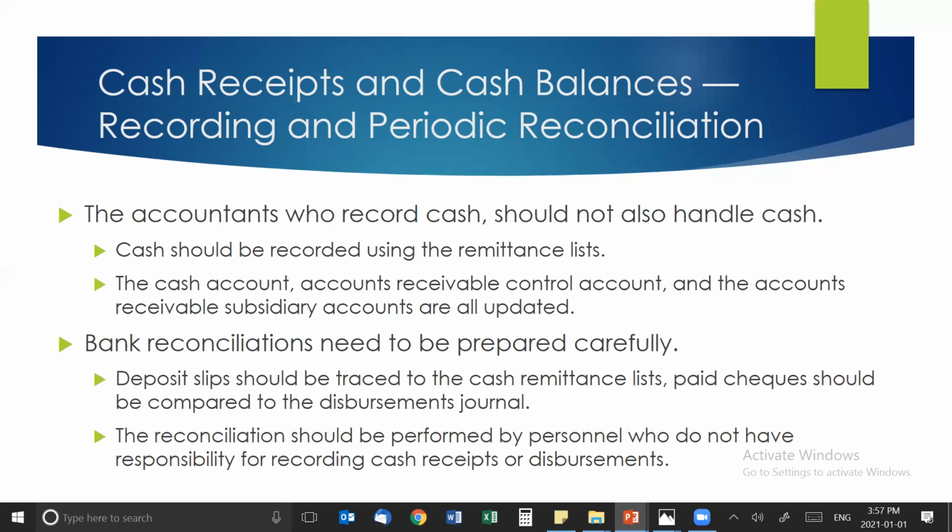The cash account and accounts receivable account should be reconciled and updated. So if you receive the cash from the customer, then the accounts receivable account should be updated to reflect that. Bank reconciliations need to be prepared at least on a monthly basis, and the person that's preparing the bank reconciliation should be different from the person that is reviewing the bank reconciliation, right? And the bank reconciliation should be done by someone who does not have the responsibility for recording the cash or collecting the cash. Okay. A paid check should be compared to the disbursements journal to show that these are actually just in the disbursements journal.